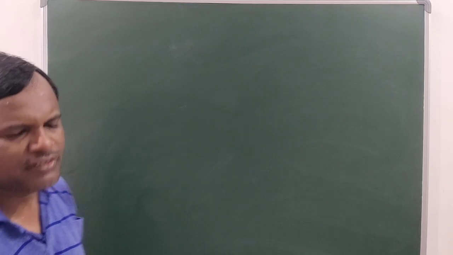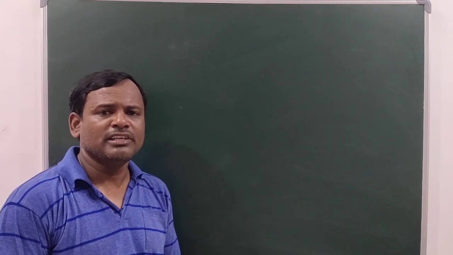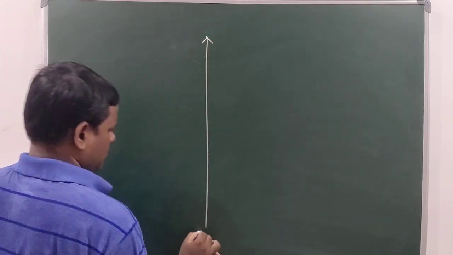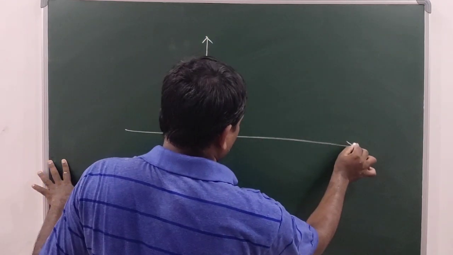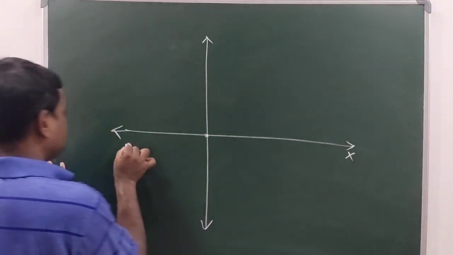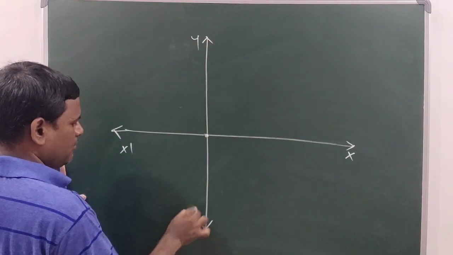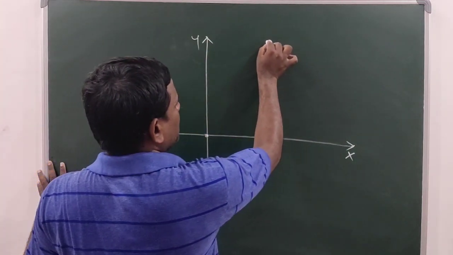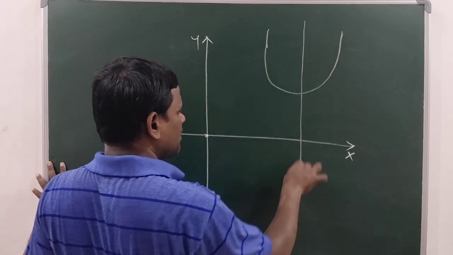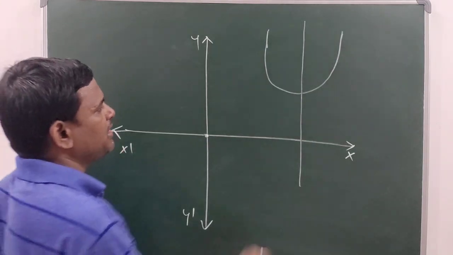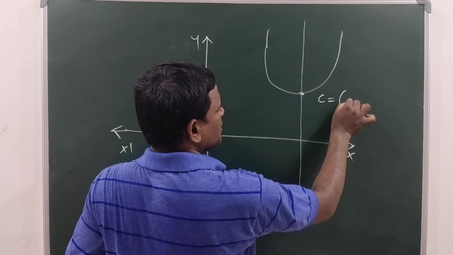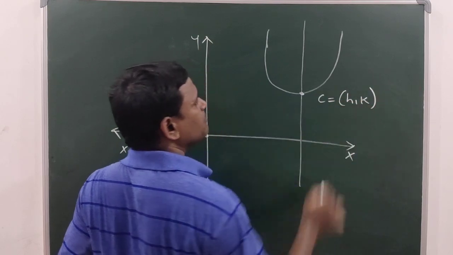Next, suppose the axis of the parabola is parallel to the y-axis, then we get it like this: x', y', origin. Now take the parabola over here. For this parabola, this will be the axis. Both are intersecting at this point. This is the vertex. Assume this vertex's coordinates as h comma k.